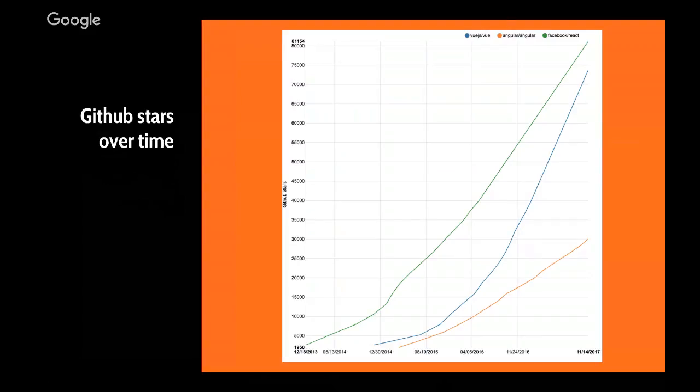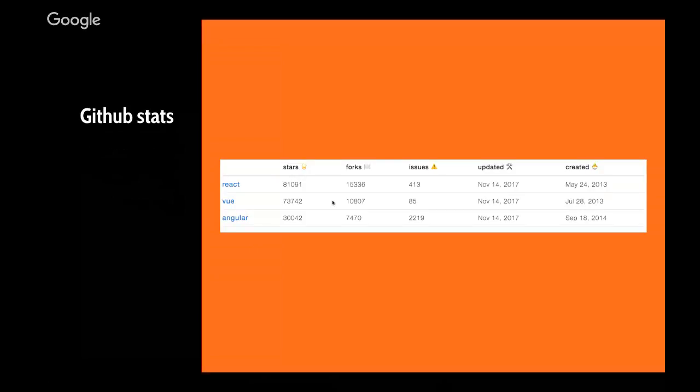And then here are the trends right now for GitHub stars over time. I printed this off this morning. We see React growing exponentially, Vue's catching up, and Angular is steady at 30,000 stars. And then we have some GitHub stats: total stars, how many people are forking them, how many open issues there are, when it was last updated and created.